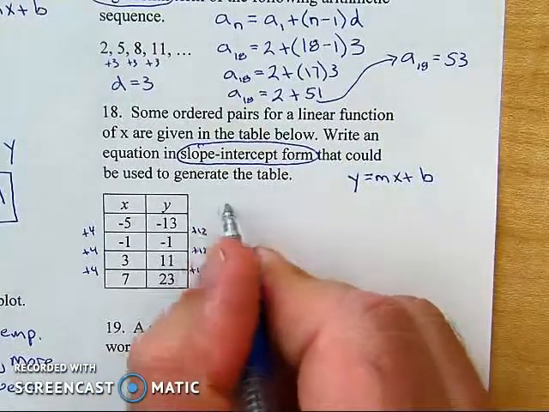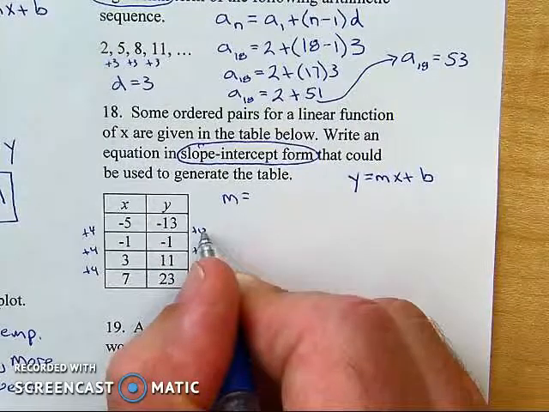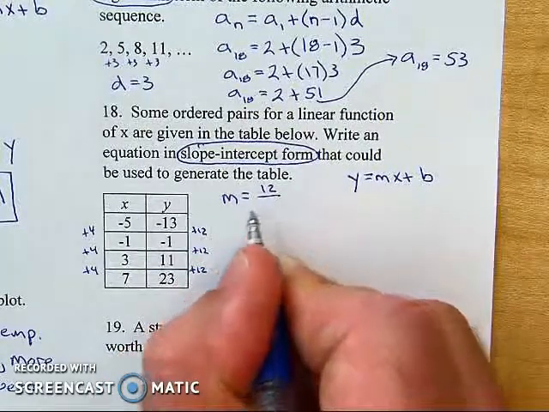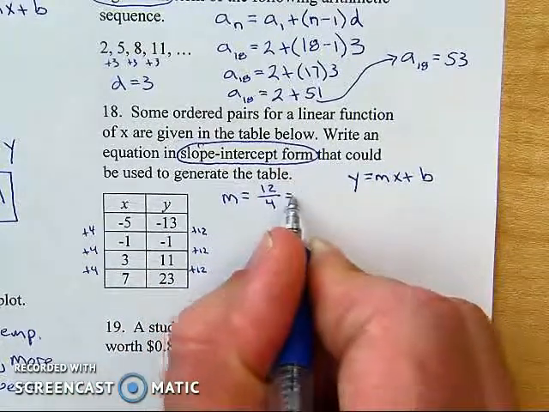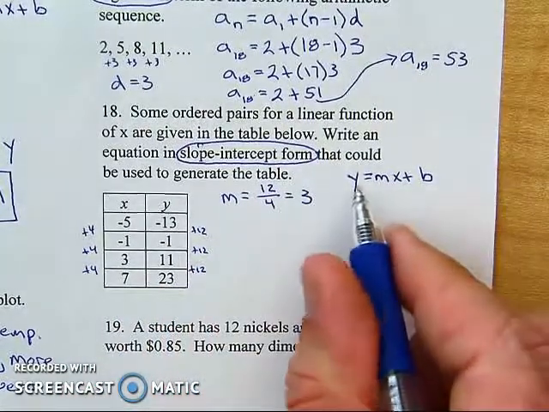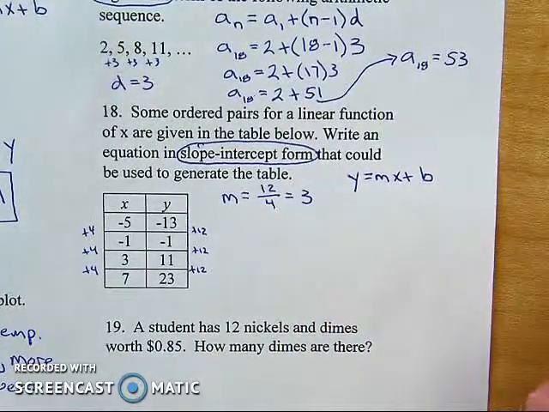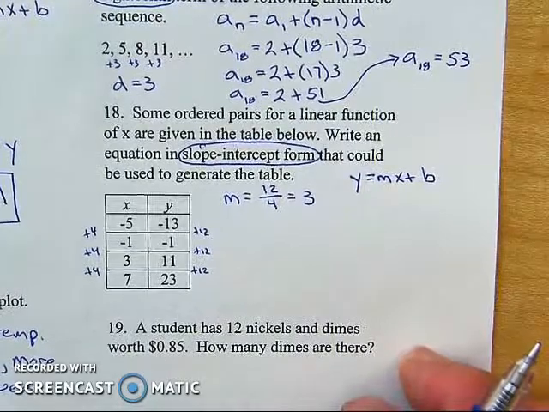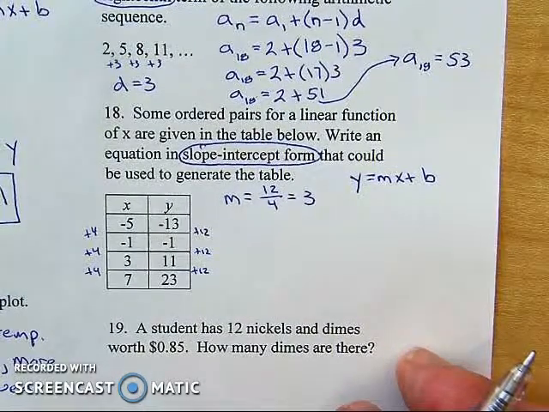Okay, that's good news. So my slope is going to be the difference of the y's. Well, the difference is 12. And then the difference of the x's is 4. So that's a nice number. It's a 3. So I already know that my answer is going to be y equals 3x plus something. So at that point, I just need to figure out where that y-intercept is going to be.